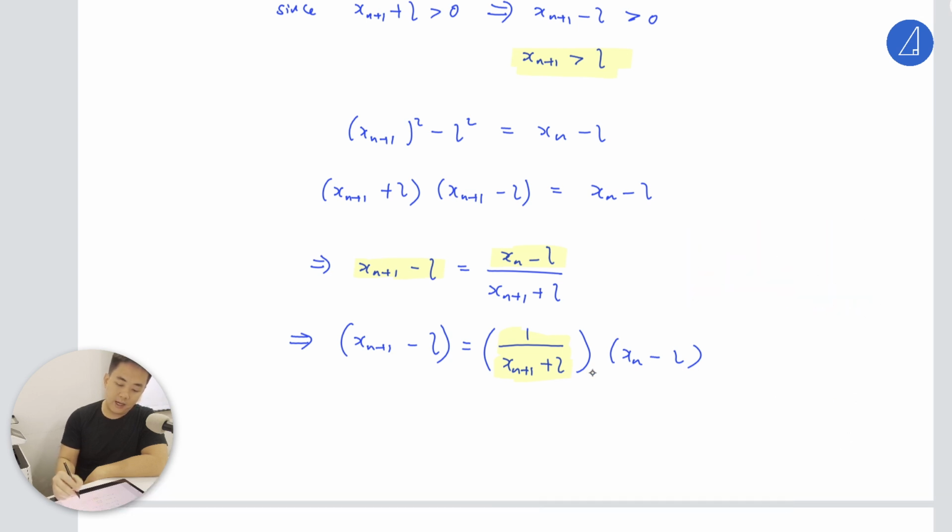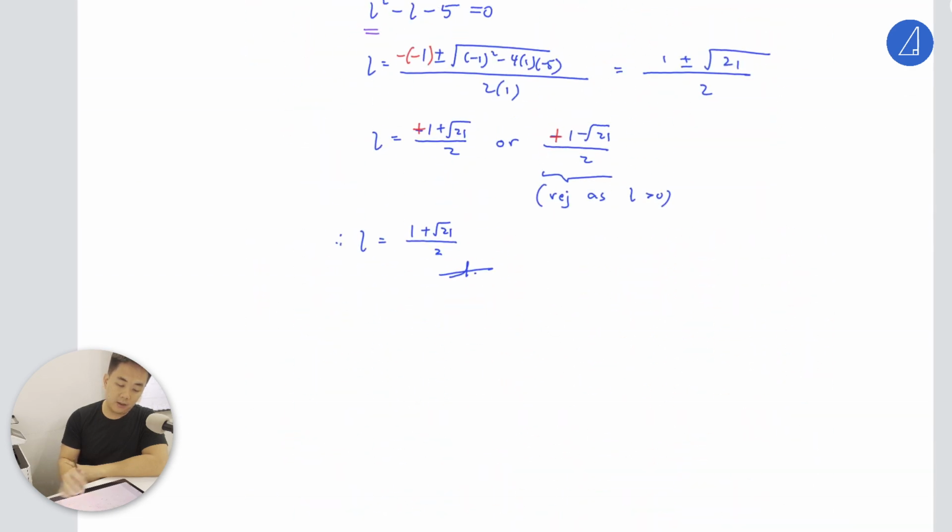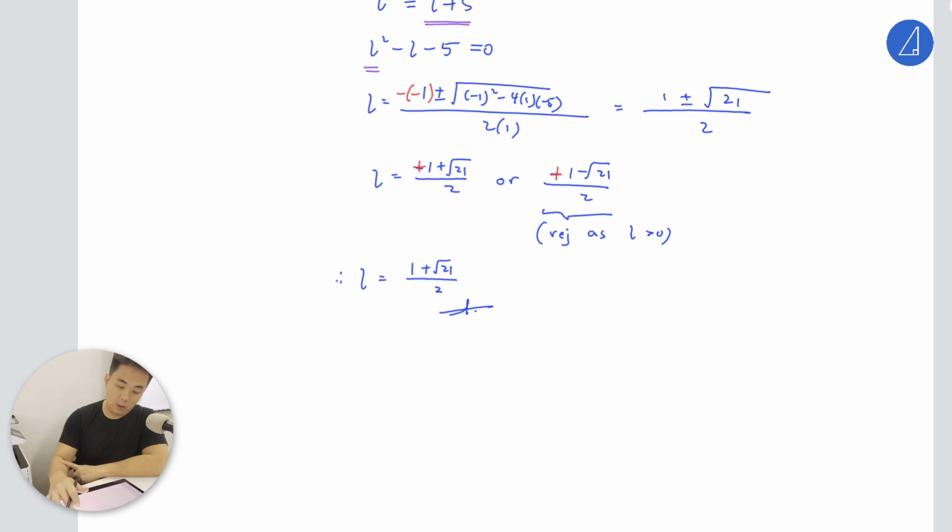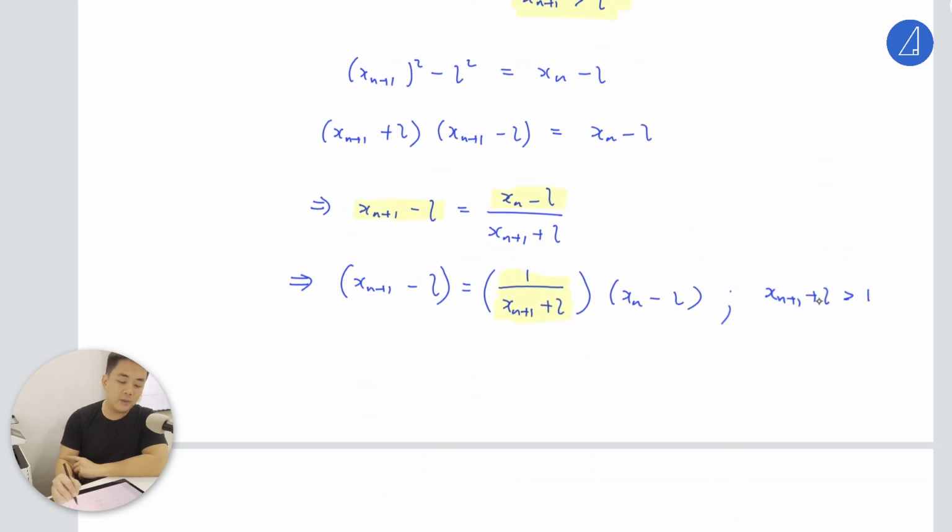So I repeat, you look at this one here. It only happens because this is a fraction. So xn plus 1 plus L has to be bigger than 1. Alright? Because L just now was bigger than 1, 1 plus root 2, and they are always positive. So it's definitely more than 1. This is 2 point something. This is more than the L. So this will be more than L. Okay. So this is a fraction.